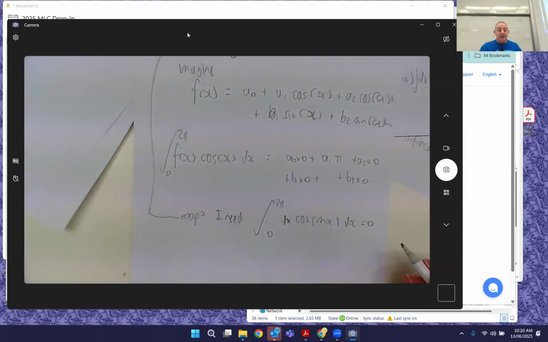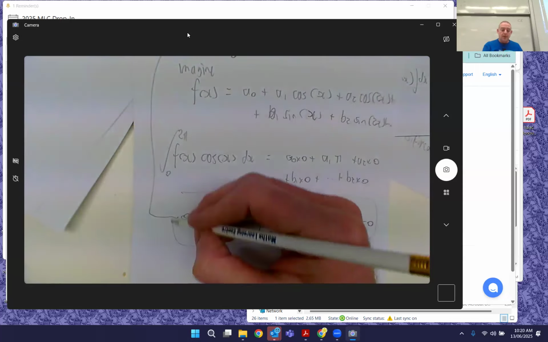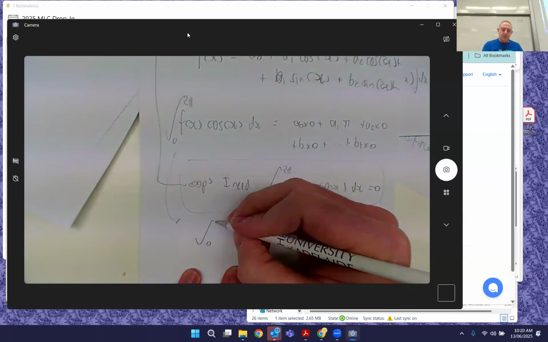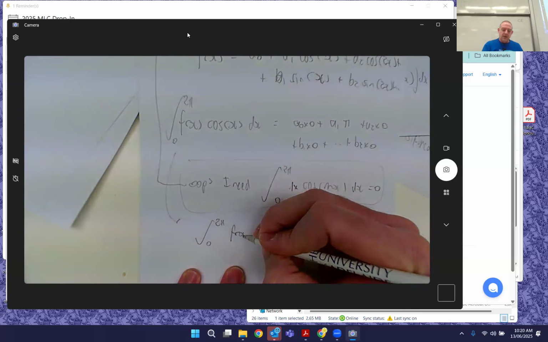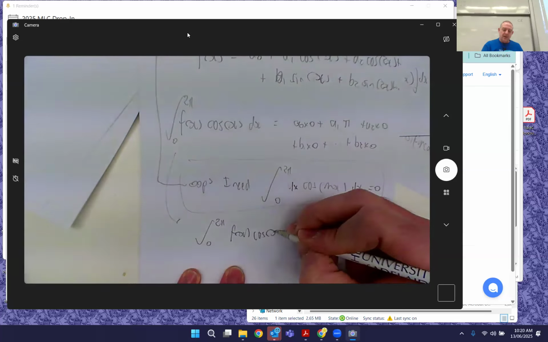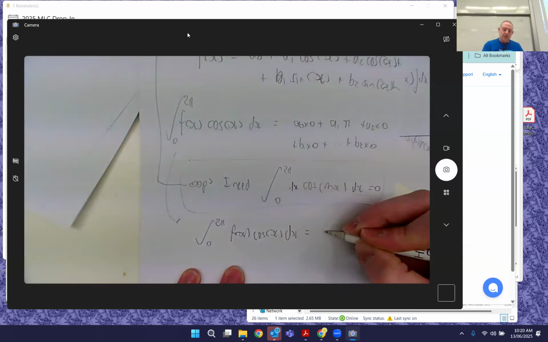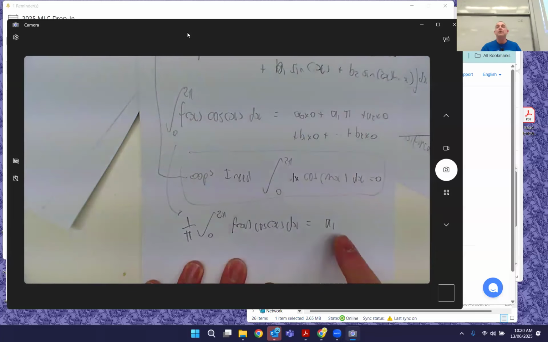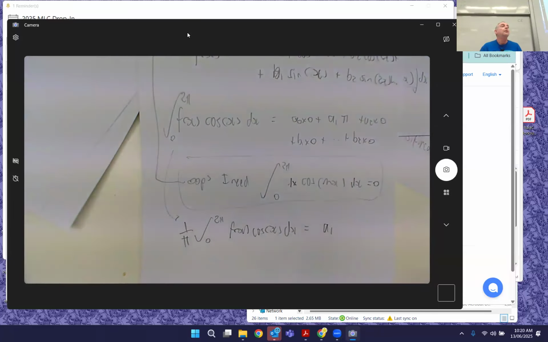And so what you get is that the integral from 0 to 2 pi of f of x cos x dx is what a1 is. And I just have to divide by pi.